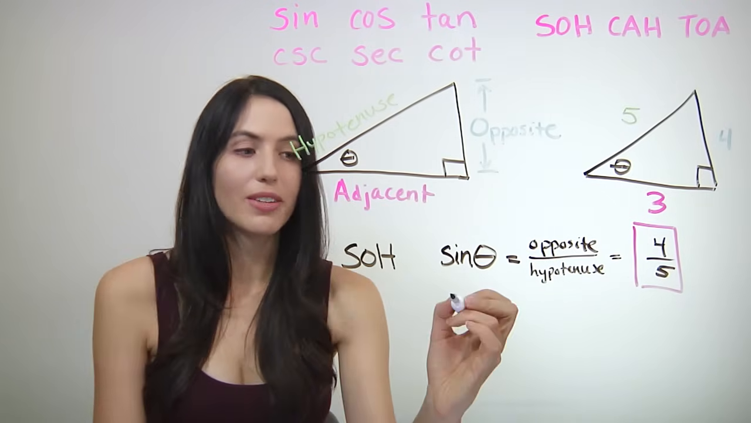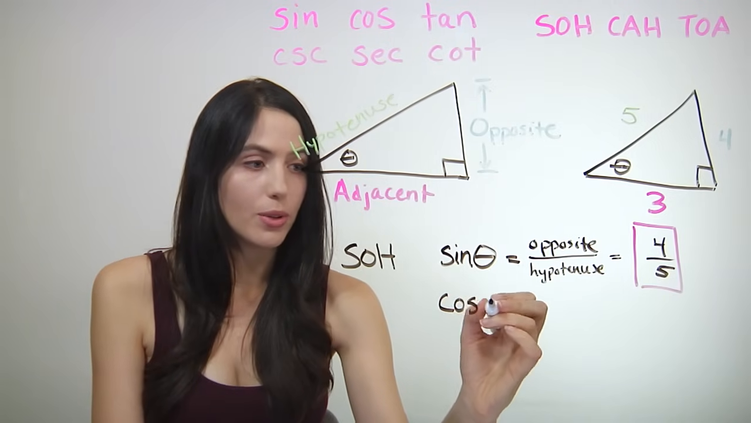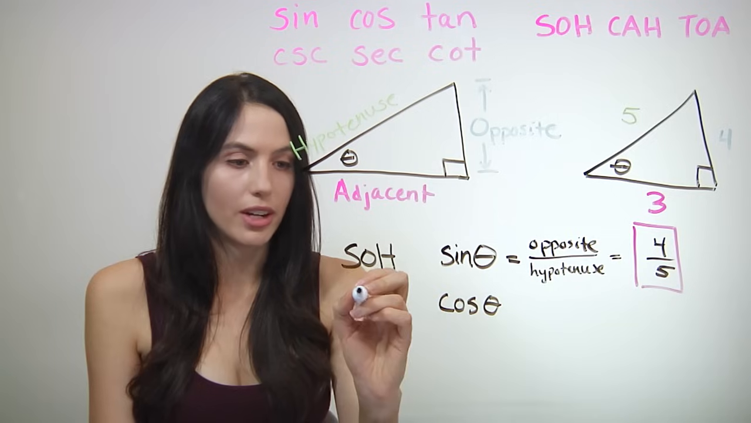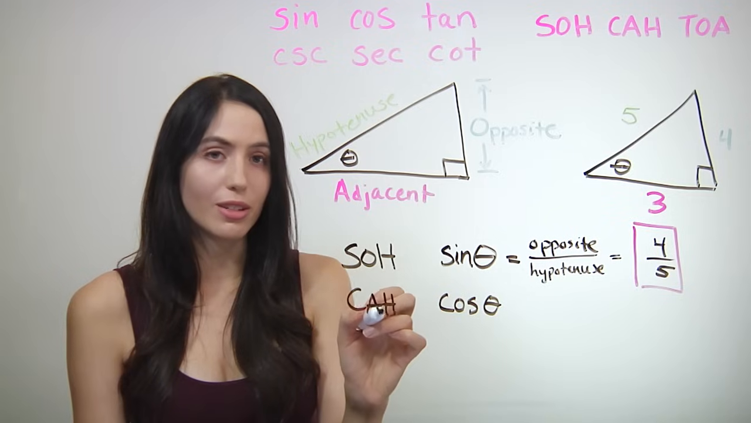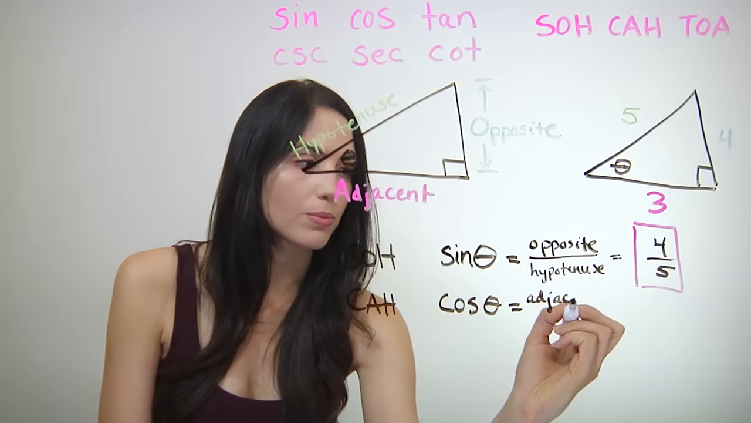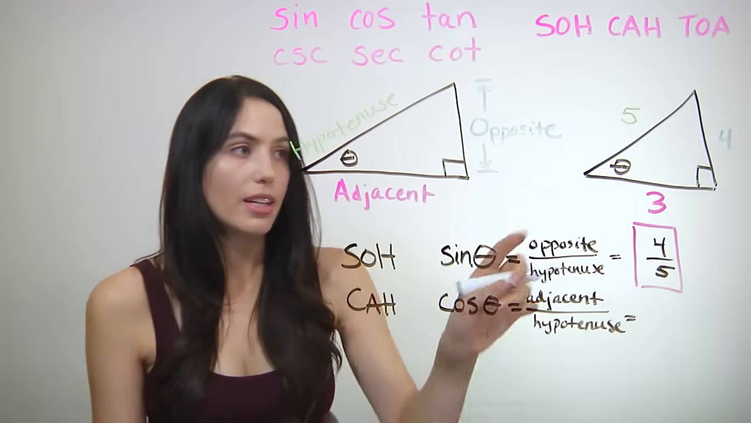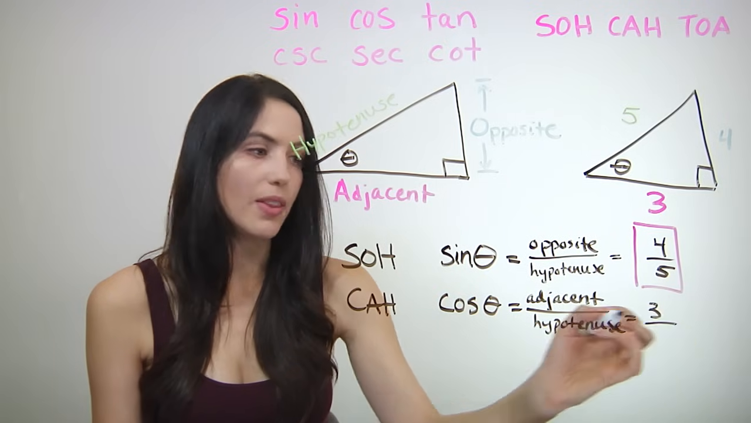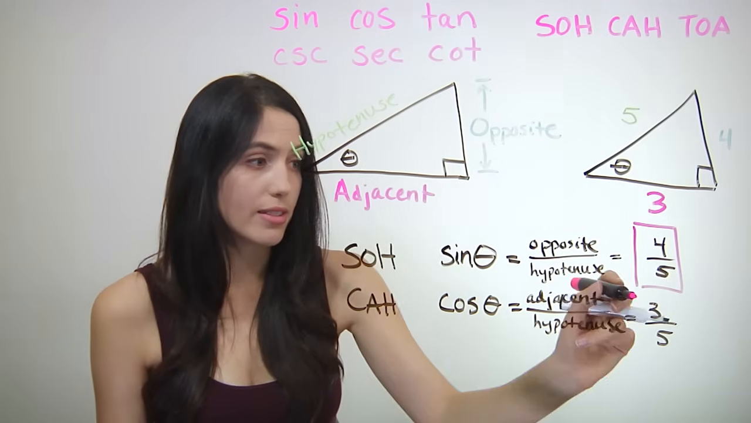In the same way, you can find cosine using your memory trick, the acronym SohCahToa. So cosine is the CAH part of this trick, CAH. And that stands for cosine equals adjacent over hypotenuse. Cosine equals adjacent over hypotenuse. And so in this problem, the adjacent side to theta is 3. And the hypotenuse is again 5. So your cosine value is 3/5.